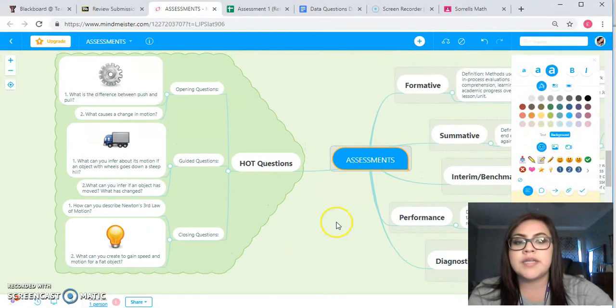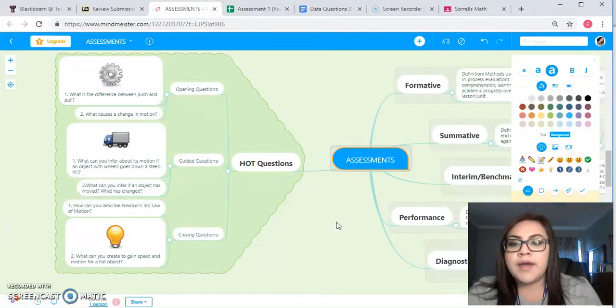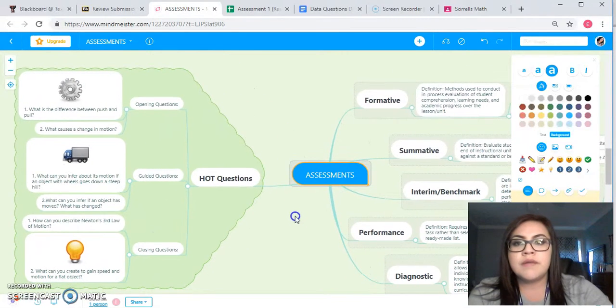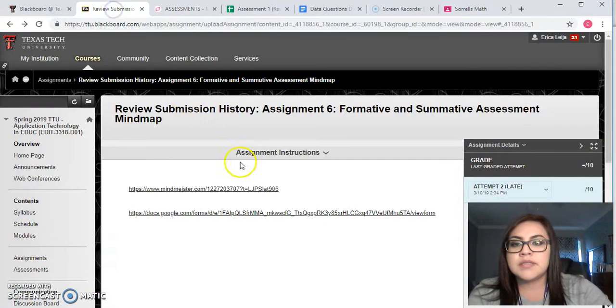A closing question is like the overall, once they've completed the unit or lesson, then they can go back and answer these questions because it's something that they just learned. So how can you describe Newton's third law of motion? Number two, what can you create to gain speed and motion for a flat object? Okay, so that was assignment 6, the MindMeister.